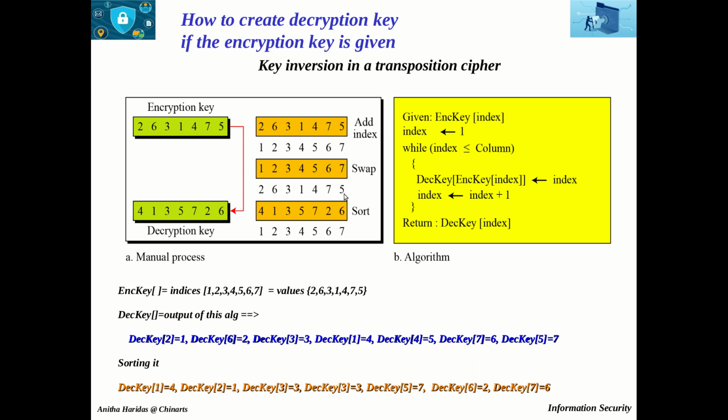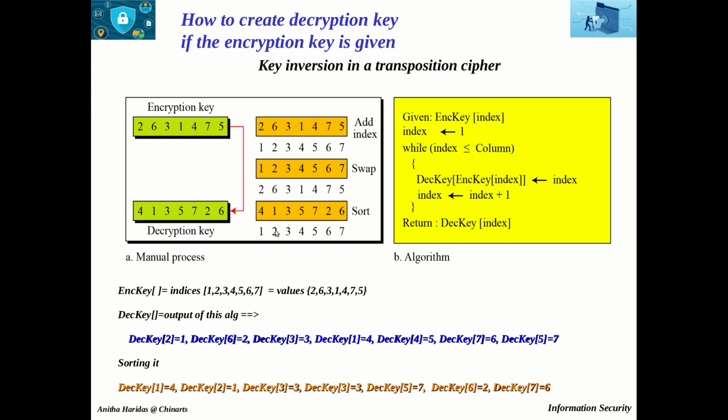Then we are going to sort it according to the index. So these are the indices. The first one is 4, second one is 1, third is 3 itself, then 4 is having 5, 5 is having 7, 6 is having 2 and 7 is having 6. So that is how we get the decryption key, right?